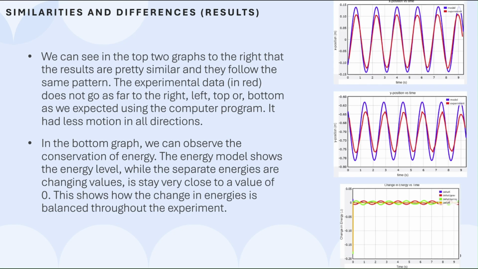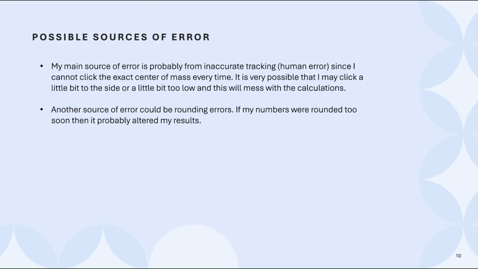We can see in the top two graphs to the right, the results are pretty similar and they follow the same pattern. The experimental data, shown in red, does not go as far to the right, left, top, or bottom as we expected using the computer program. In the bottom graph, we can observe the conservation of energy. The energy model shows the energy level, which, while the separate energies are changing values, is staying very close to a value of 0. This shows how the change in energies is balanced throughout the experiment.